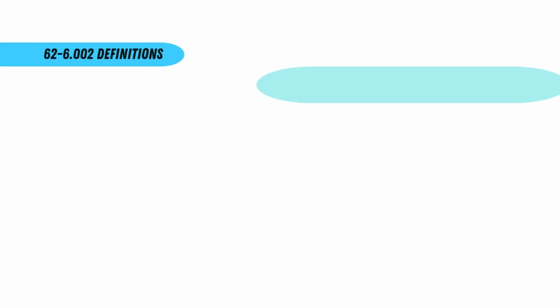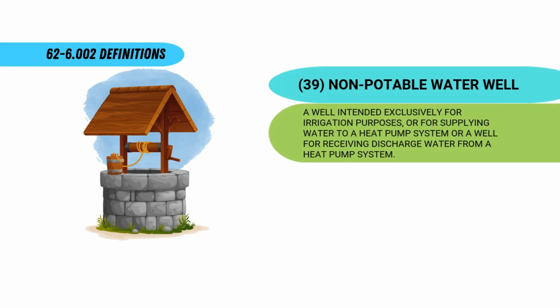39. Non-potable water well. A well intended exclusively for irrigation purposes, or for supplying water to a heat pump system, or a well for receiving discharge water from a heat pump system. 40.